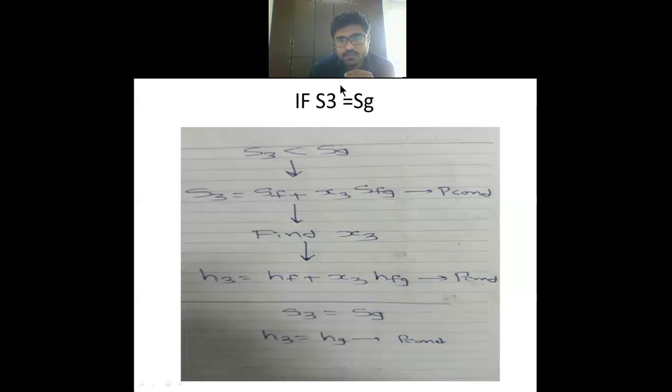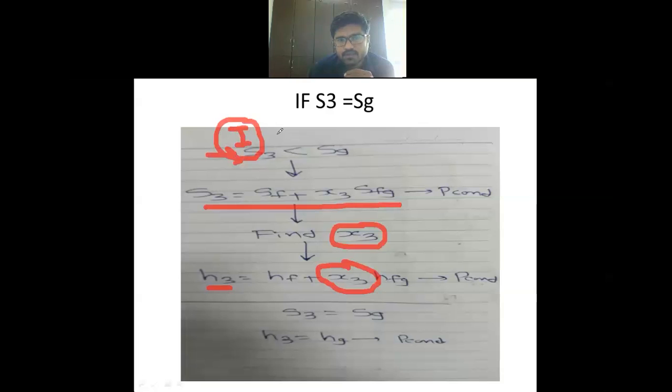Then this was the case that we discussed. If S3 is less than SG, use this formula, find X3, put that X3 here and find H3. This is our case number 1. Clear? So this is basically wrong. This is our case number 1. This is our case number 2.